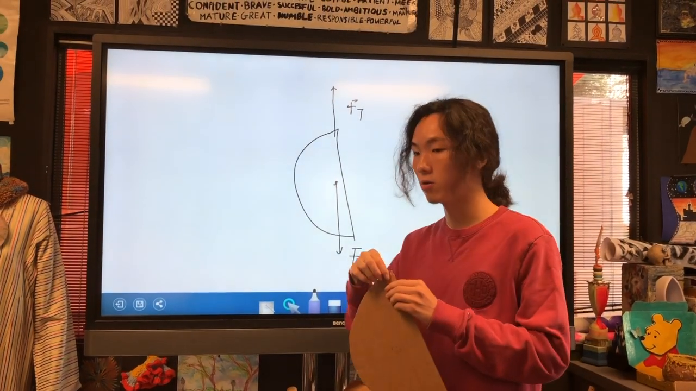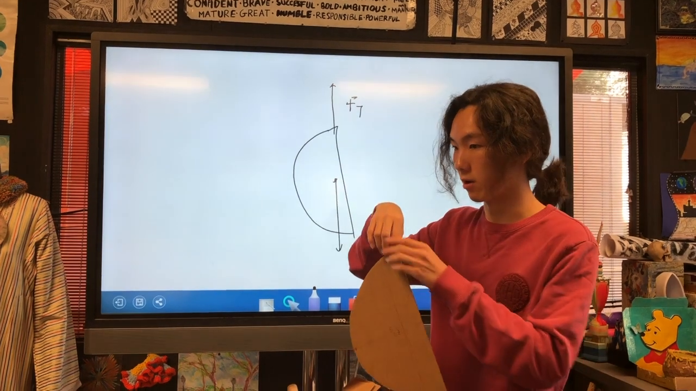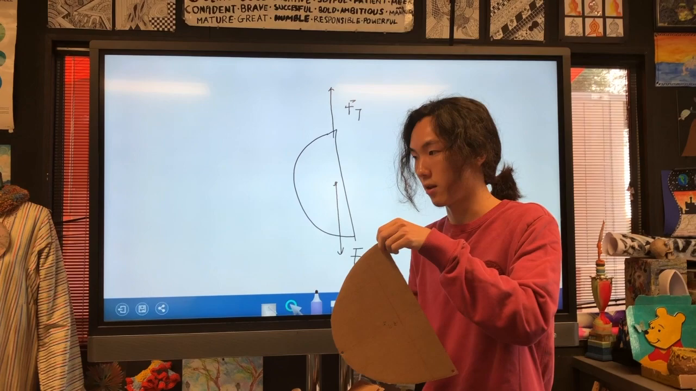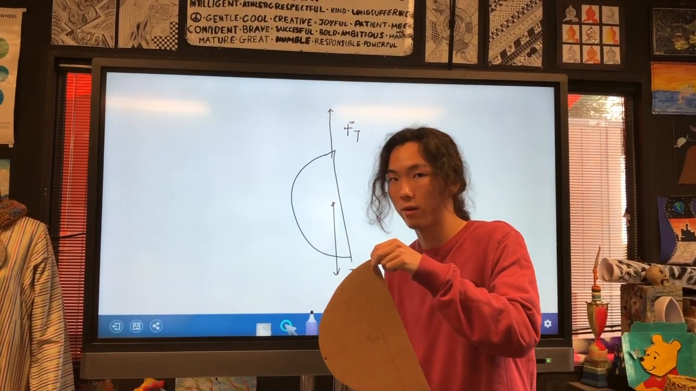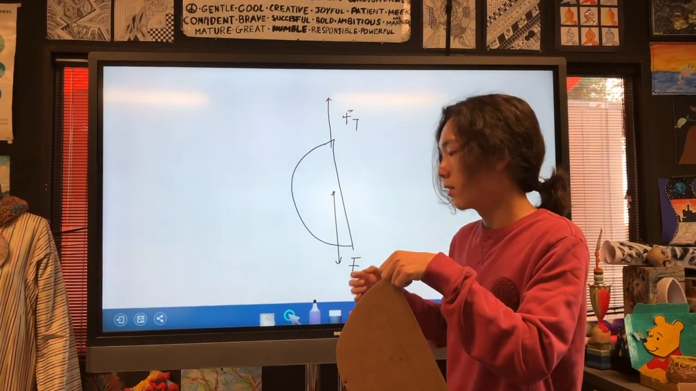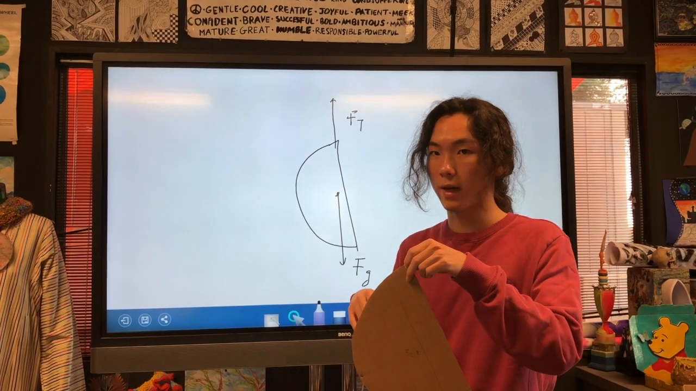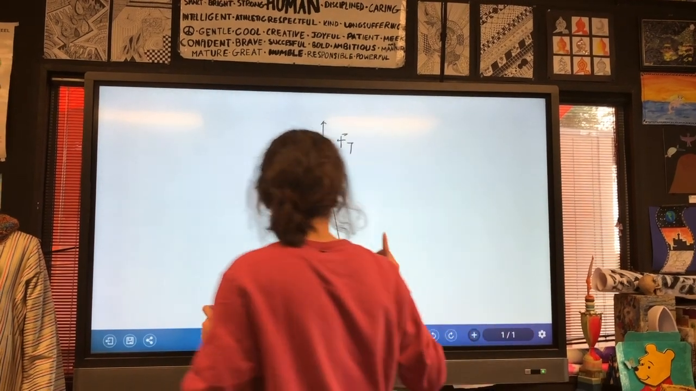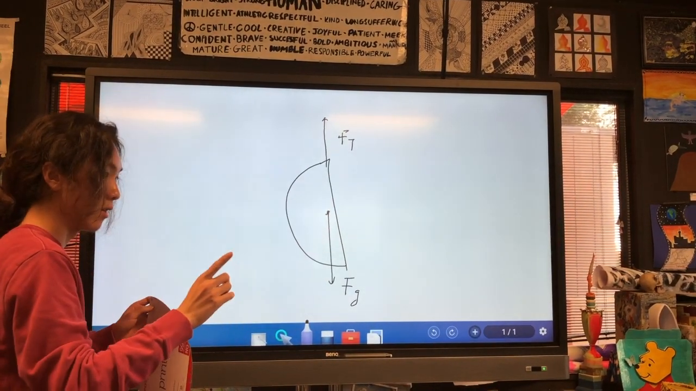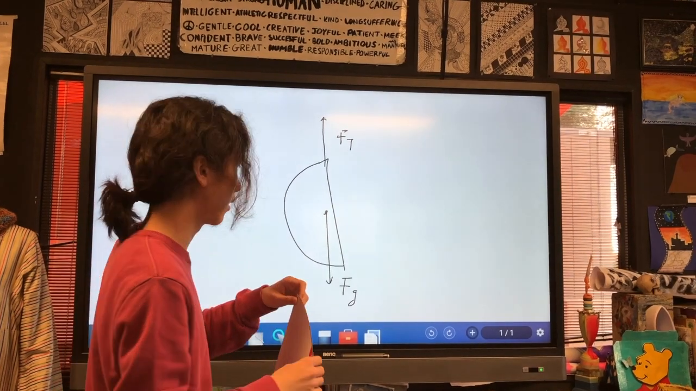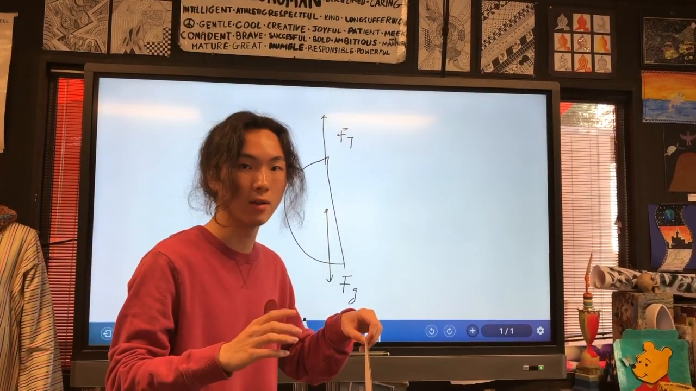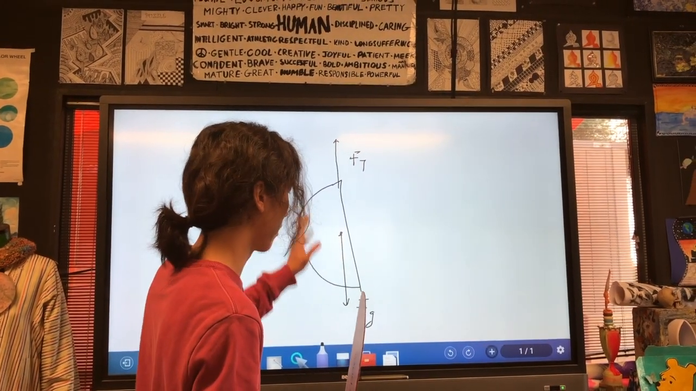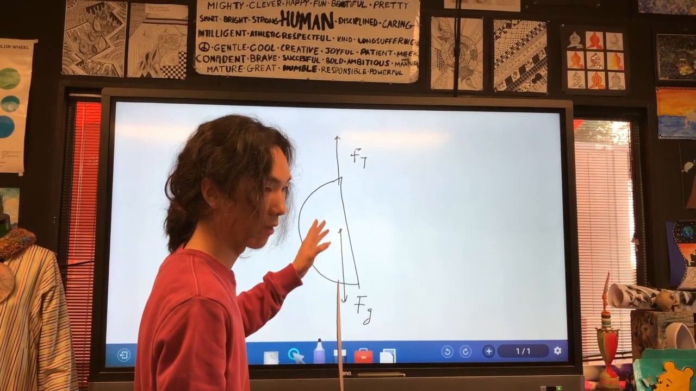When we pull the object, there will be a tension force pulling up, but it's still stationary, which means there's no net force. So the downward force cancels the upward force out. There's only one downward force, which is gravity. To cancel the force out, they have to be in opposite directions and on the same line, which means the upward tension force is on the same line as the downward force of gravity.